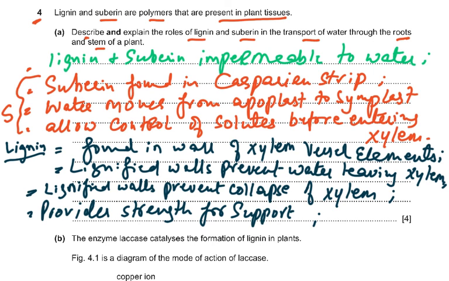So wording it, generally there was a statement: lignin and suberin impermeable to water. That's why I've written that in green. Then the red ones are for the suberin. Suberin found in the Casparian strips. Water moves from apoplast to symplast, allows control of solutes before entering the xylem. Then lignin found in the wall of the xylem vessel elements, and lignified walls prevent water leaving the xylem. That's why they have the pits, which allow water to move out. Then lignified walls prevent collapse of the xylem and provide strength for support.